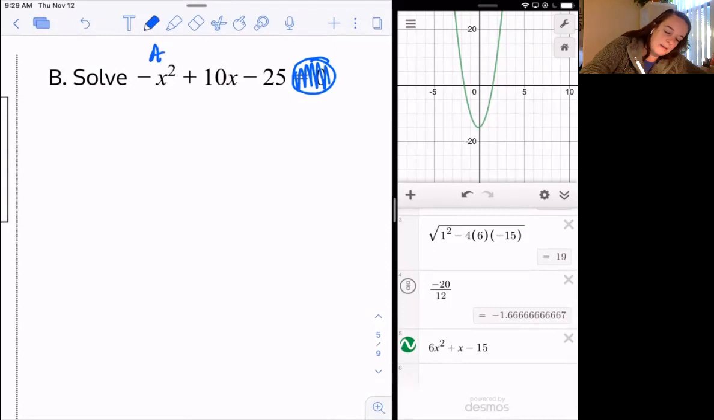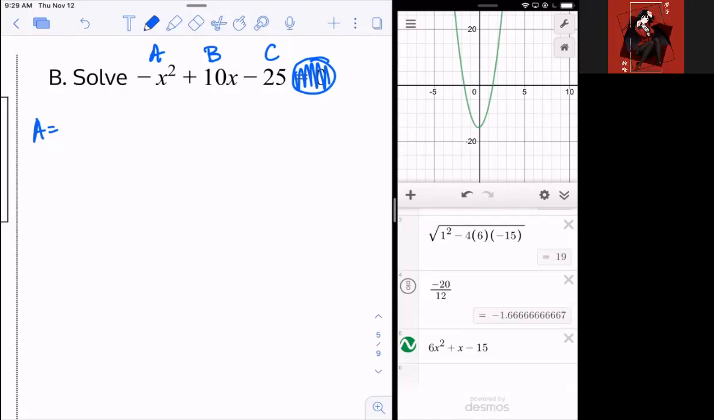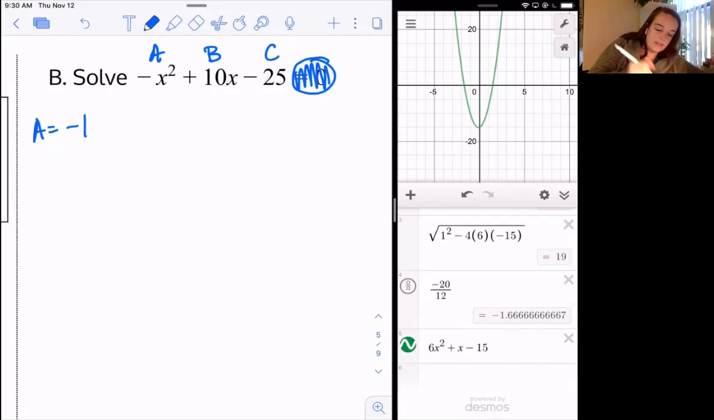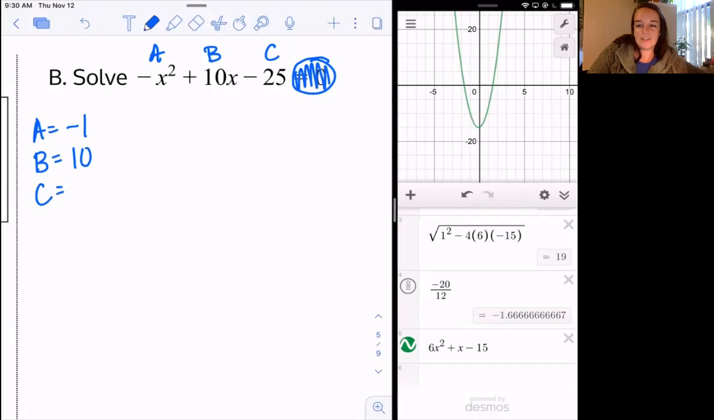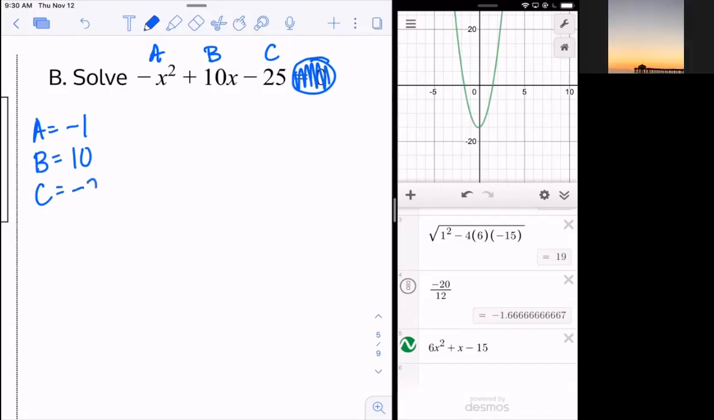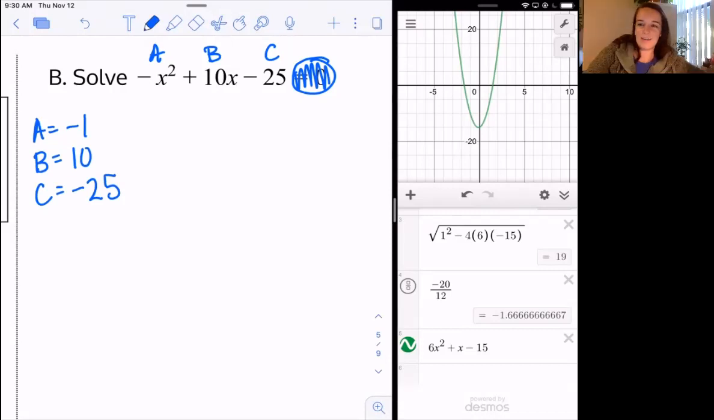So I'm going to label A, B, C, like that. Nice. All right. So tell me in the chat, what does A equal? -1. -1, yes, -1. Excellent. What does B equal? +10 for sure. Yes, I see you coming off mute. Thank you so much. And what does C equal? -25. Yes, -25. Even with that internet, appreciate you.